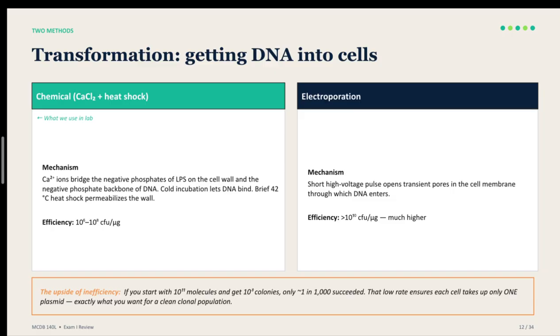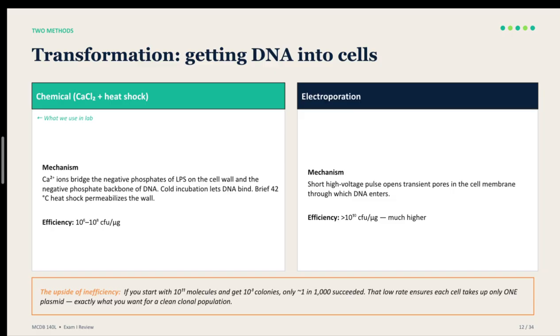And generally speaking, the process of preparing chemically competent cells versus electrically competent cells is just a lot simpler. Again, for the purposes of this class, it's sufficient and it works, right? So for a chemical transformation, you have calcium ions that bridge the negatively charged stuff. So that's the LPS and DNA, right?